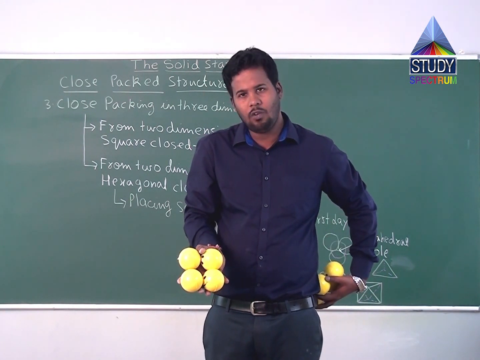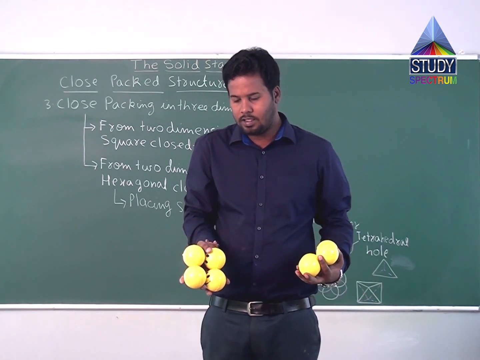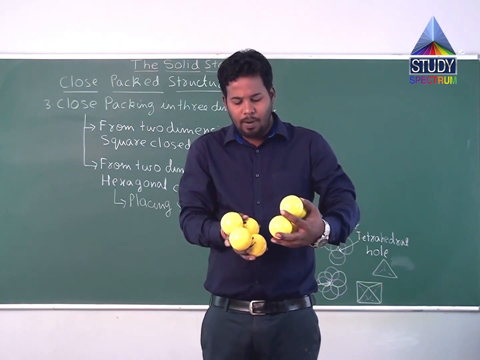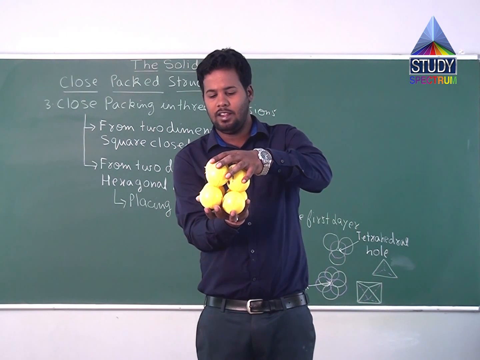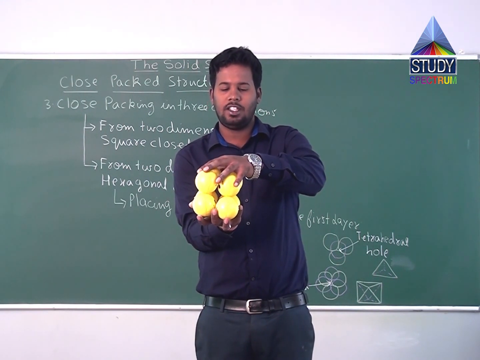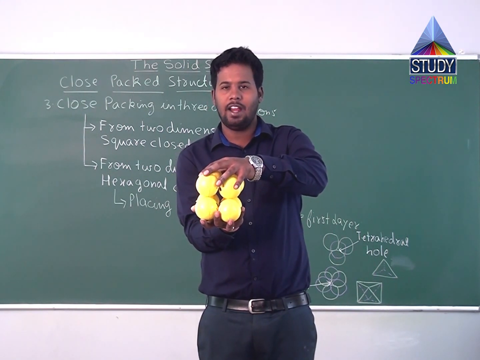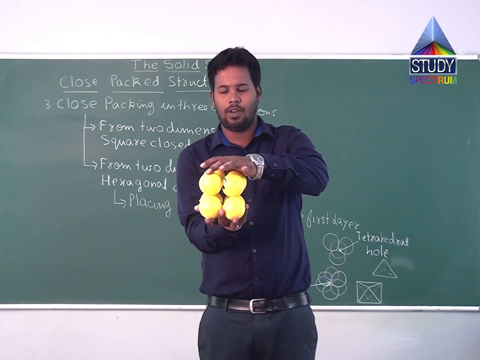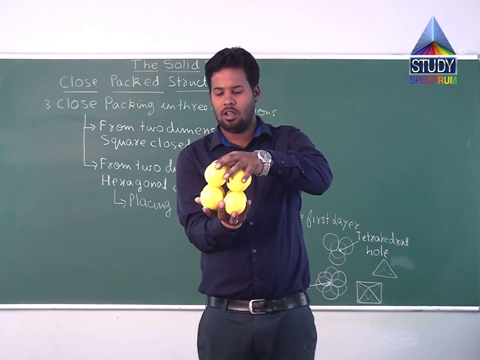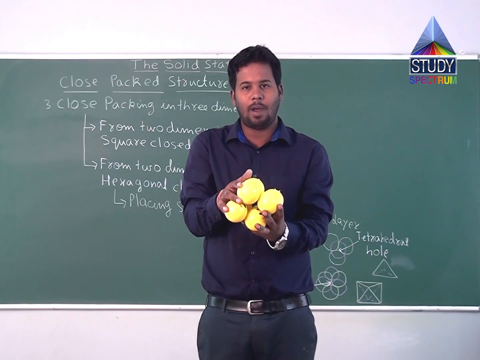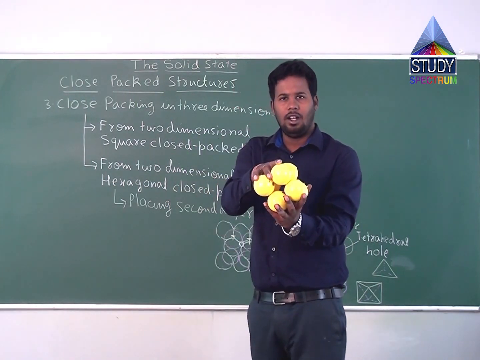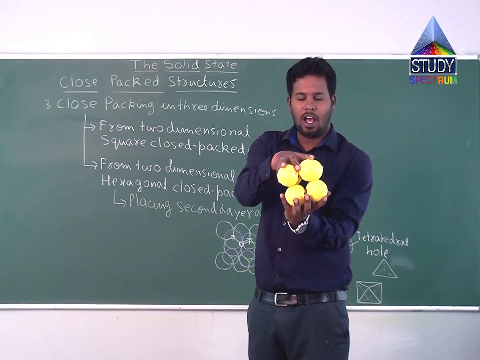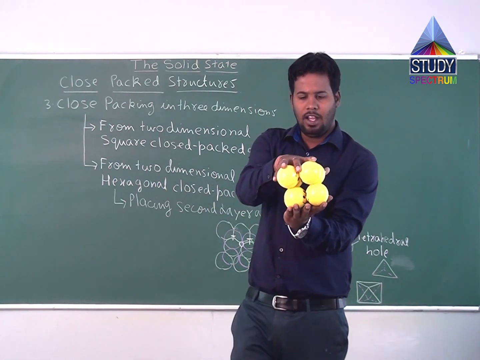This is square close packing. If I place the same type of layer above it, correct, then you can see the center of each above sphere is in line with the center of each below sphere, and this becomes a 3-dimensional close packing from square close packed layers of 2 dimensions, correct? The above layer which you see, try and understand.